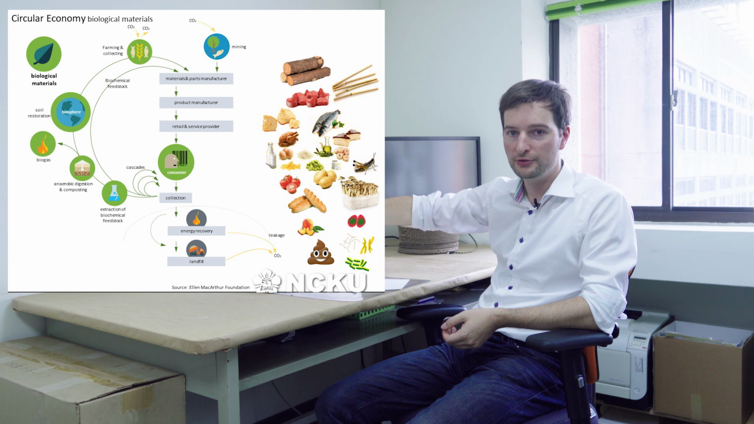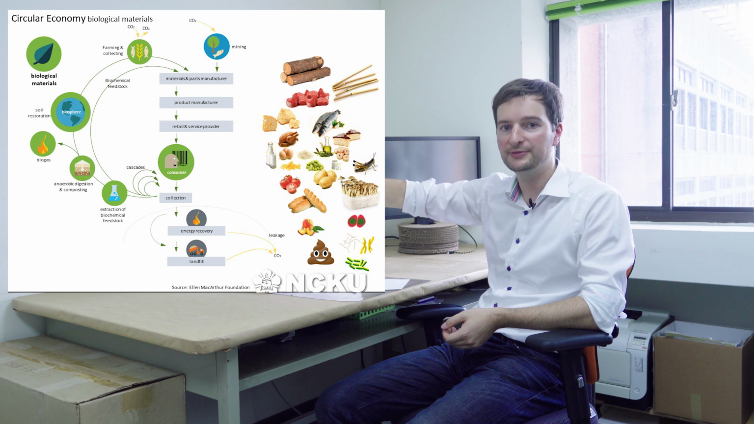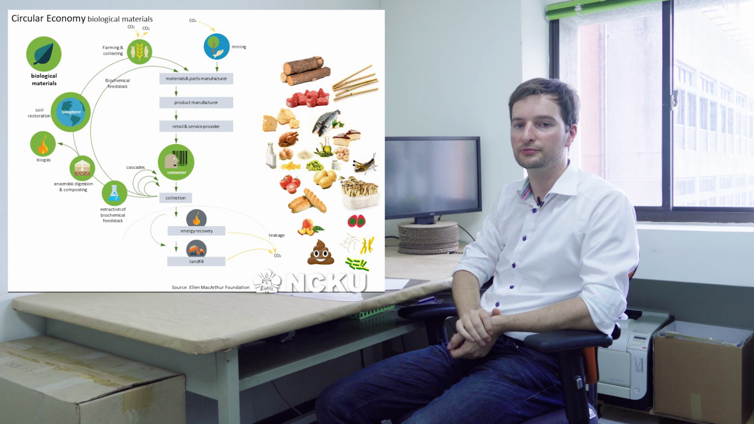We eat it, we make poo. The poo becomes fertile soil. We make plants, and those plants will become our food. That's basically how a biological circle works.